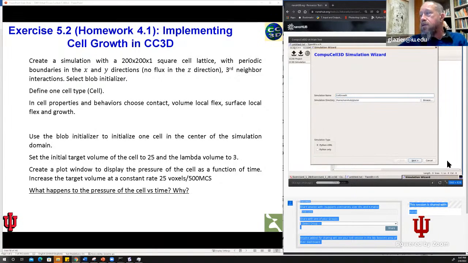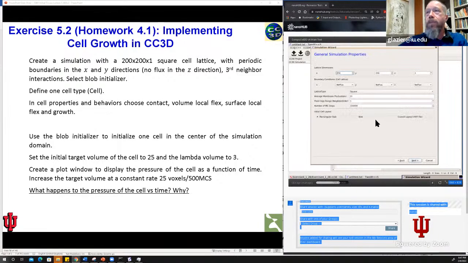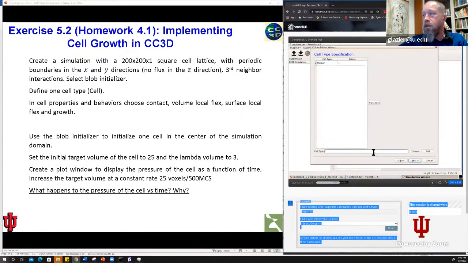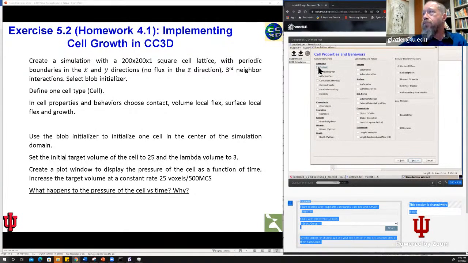I'll create a cell growth simulation. I said 200, so I guess I need to change the size of the lattice. Periodic boundary conditions. I said third neighbor interactions. Blob initializer. One type of cell. No chemical fields. Contact. Growth. Volume local flex. Volume surface local flex.